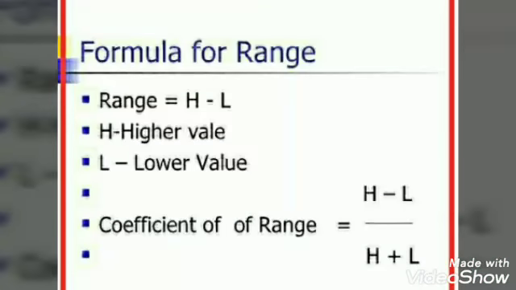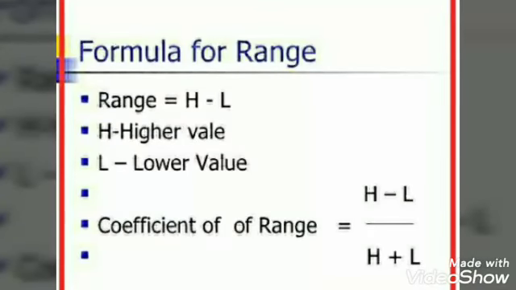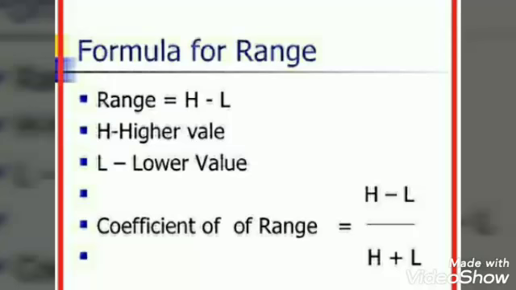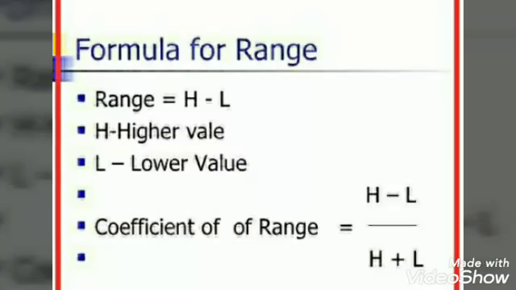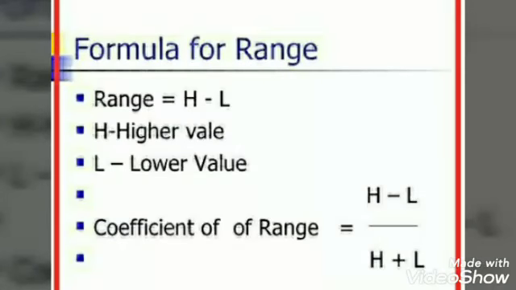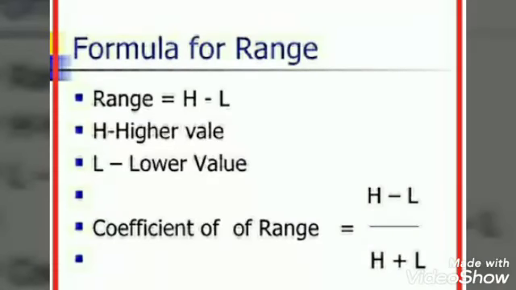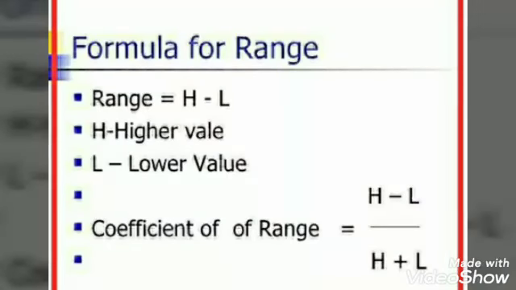So we start with the first one, that is range. Children, when we talk about the range and the coefficient of range, the formulas go like this. Range is denoted by R, that is R equals H minus L, where H is the highest value in the series and L is the lowest value in the series. The coefficient of range, CR, equals H minus L upon H plus L, that is highest value minus lowest value upon highest value plus lowest value.